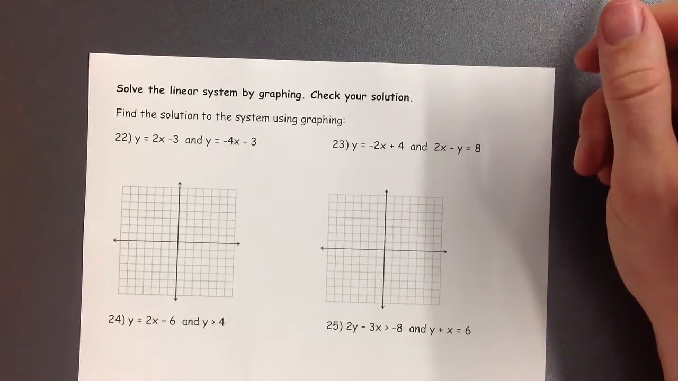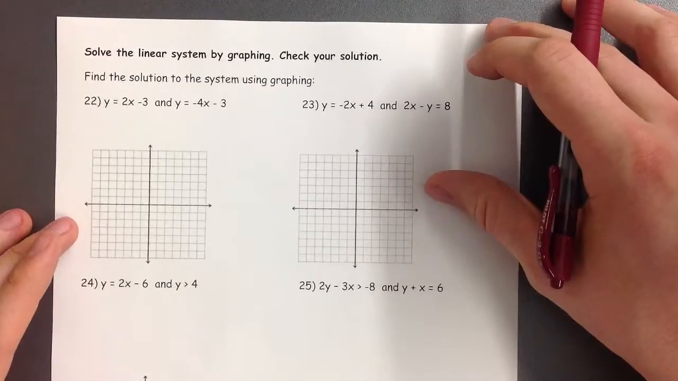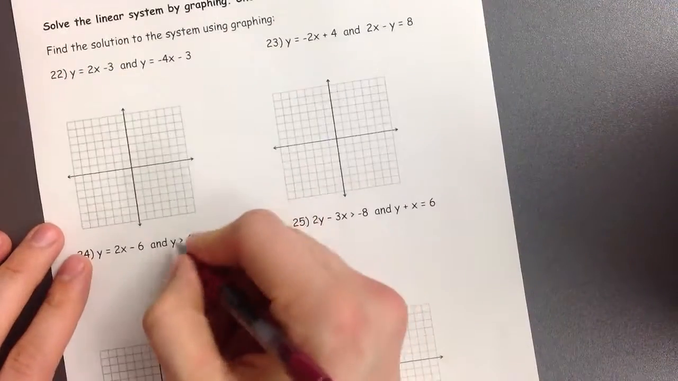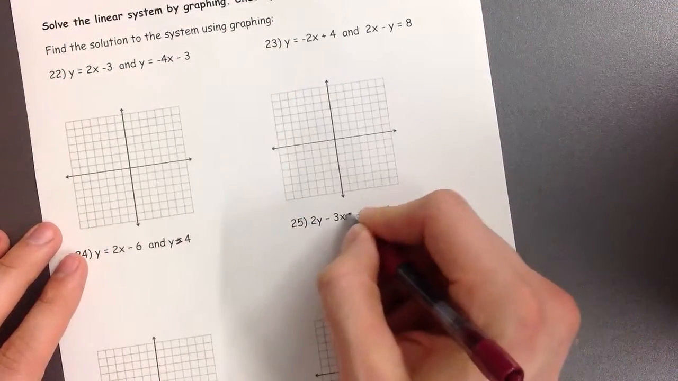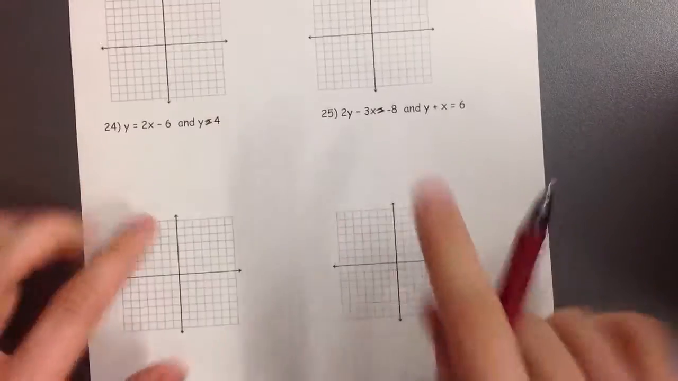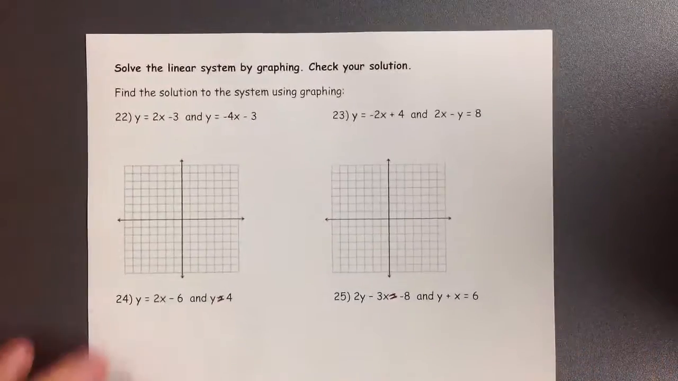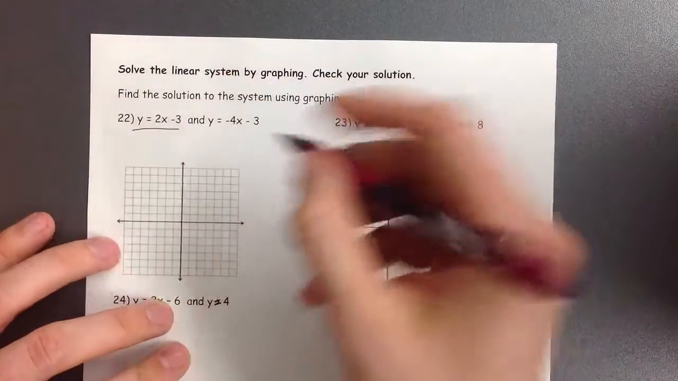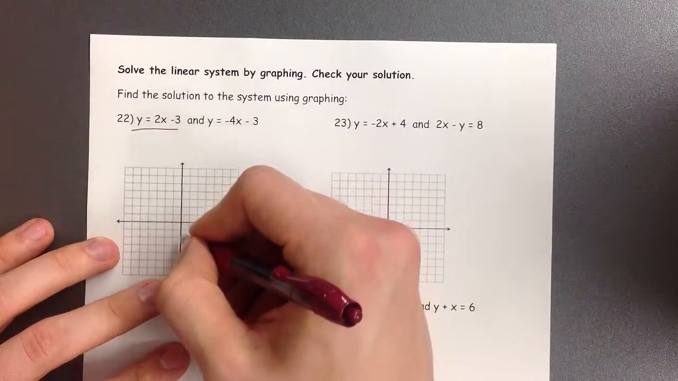Let's take number 22. Number 22. Finding, these should all be equal signs. I should have fixed that on the copy. That's my bad. By the way, 24, 25. So on 22, I'm going to do this one in maroon. We have y equal 2x minus 3.